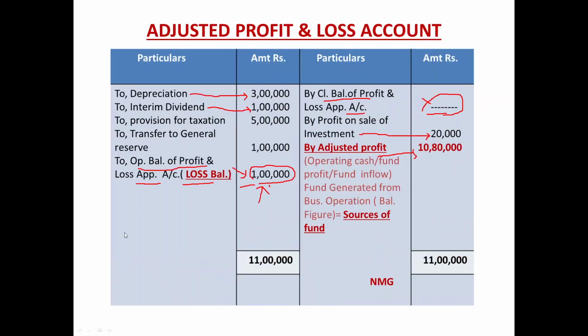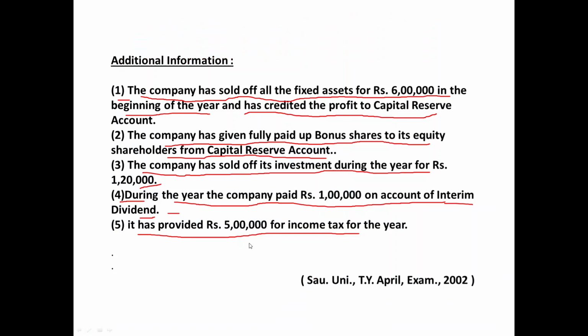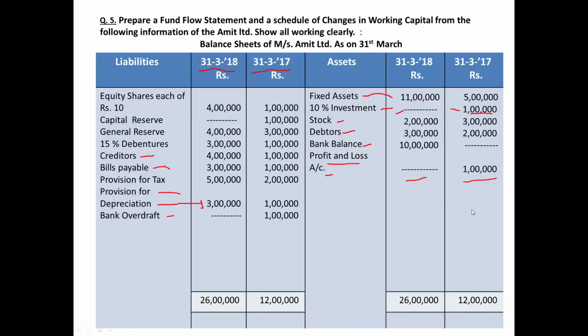Adjusted profit and loss account. Current year's tax provision being a non-cash item will be added back. Provision for taxation 5 lakh. So this was for income tax provision item, which was the last item of the additional information. We completed all the items of additional information. Let us verify the balance sheet for the remaining items.